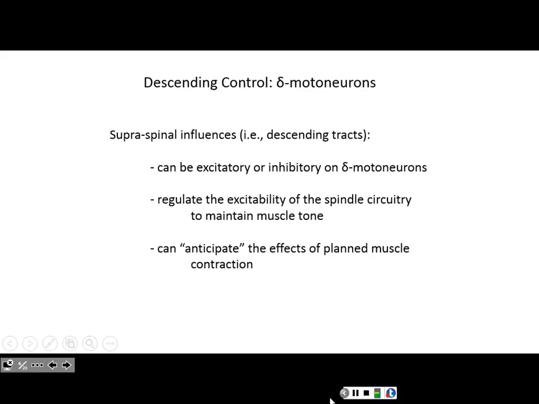So the supraspinal influences have a lot to do with coordinating the gamma and alpha motor neuron discharge for any intentional movement. You can have, as I've said, both inhibitory and excitatory influences on the gamma motor neurons. You're going to constantly keep that spindle circuitry at some level of tone so that it can report changes in stretch. And you're also going to want to anticipate the effects of a planned muscle contraction or stretch, so that you control gamma and alpha motor output in your intentional movement, all right? So you have to have a sort of predictive impulse to your gamma motor neuron to keep it appropriately functional.